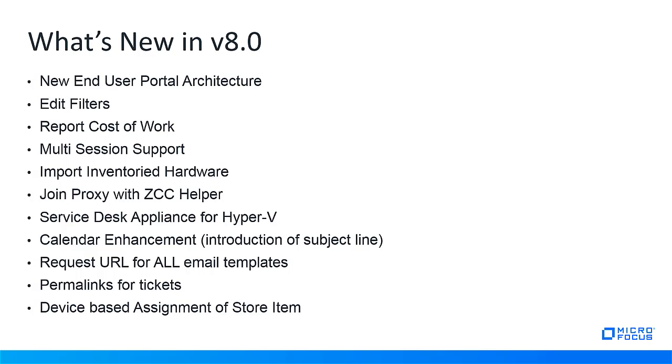You'll also be able to report cost of work. If a user needs financial reports, let's say for billing to their departments, currently we don't have such canned reports available in Service Desk. With Service Desk 8.0, they can access reports on various aspects of their cost of work by customer, by org unit, by request, by date, and by technician.